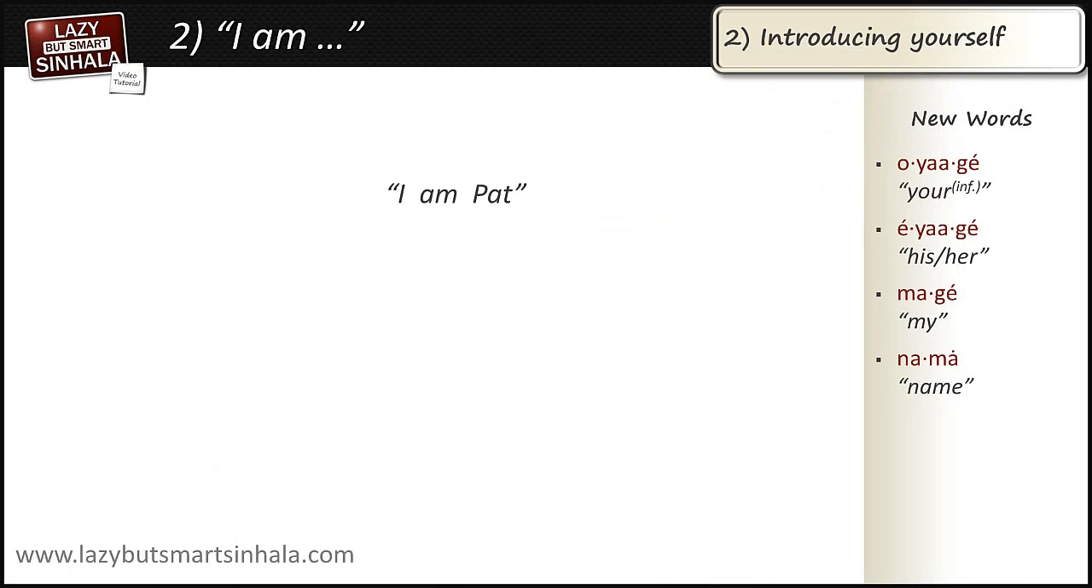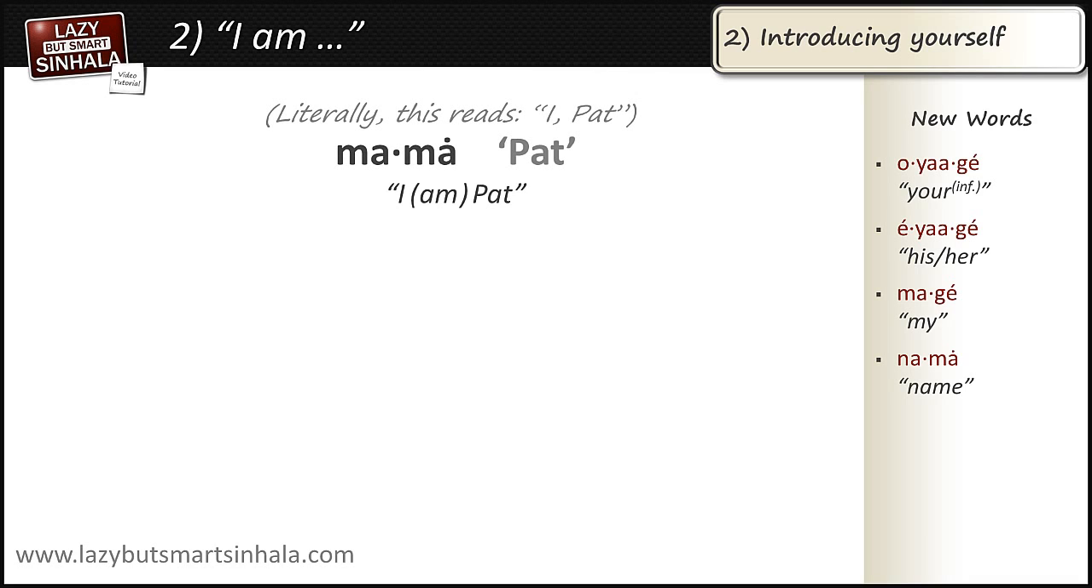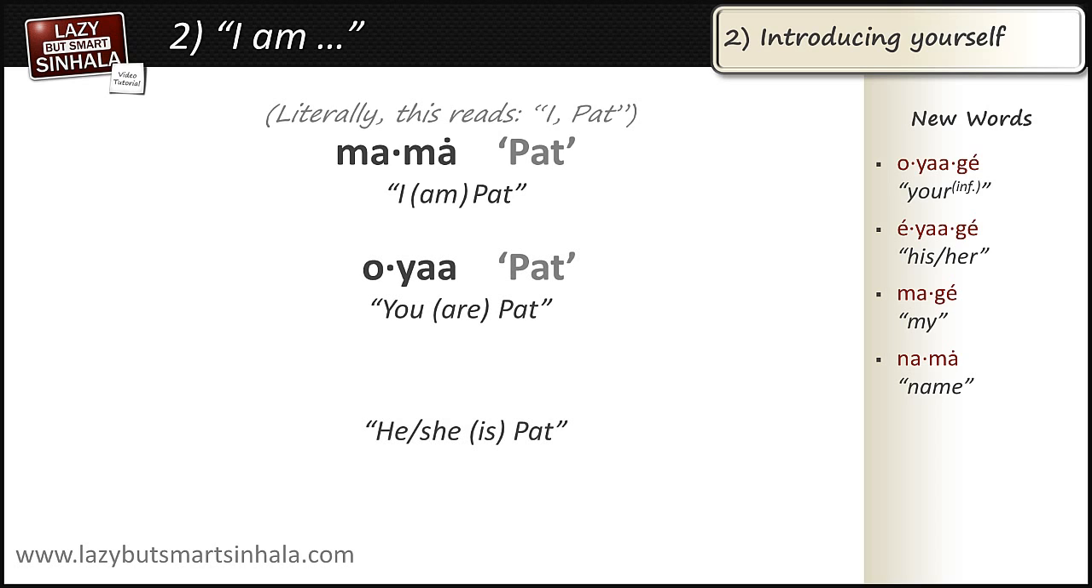Similarly, when we say I am Pat, we don't need to use an equivalent for am, and we just say it as Mama Pat. Literally, this reads as I Pat. In the same way, you are Pat is Oya Pat, and he or she is Pat is Ea Pat.